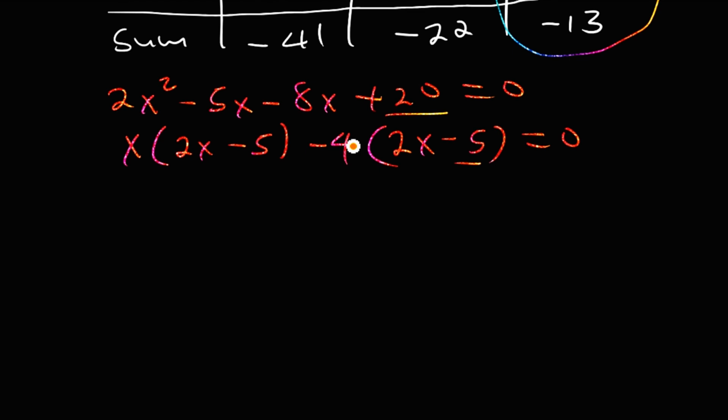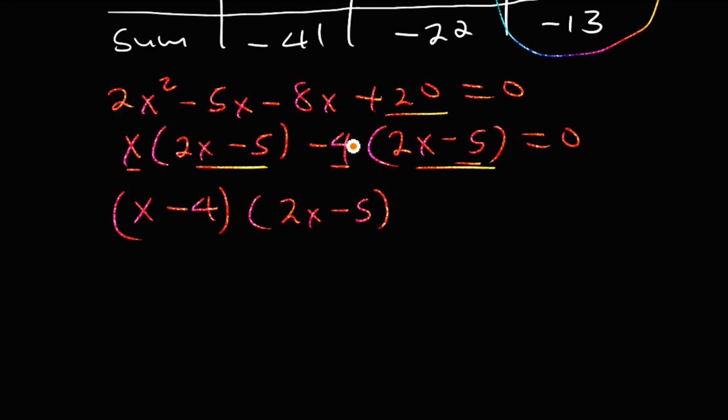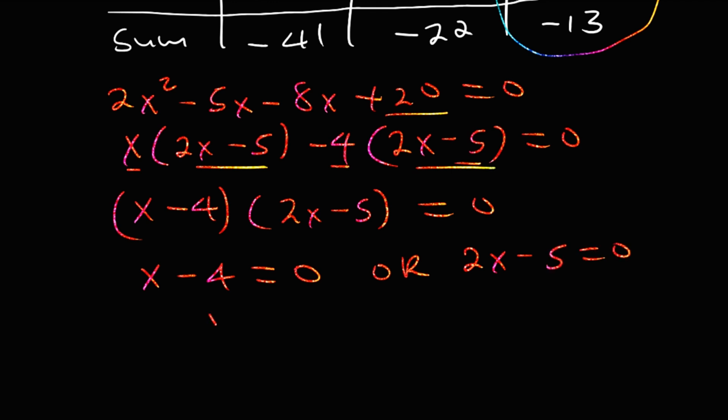So let us take the ones outside the bracket, that is x and negative 4. We enclose that, and we pick one from the brackets, that is 2x minus 5, and its product is equal to 0. So if a product of two numbers is equal to 0, it means one of the numbers is 0. So it could be that the first number, that is x minus 4, is 0, or it could be that the second number is 0. If this is the case, then x is 4. But if this is the case, then 2x is 5 and x is 5 over 2.